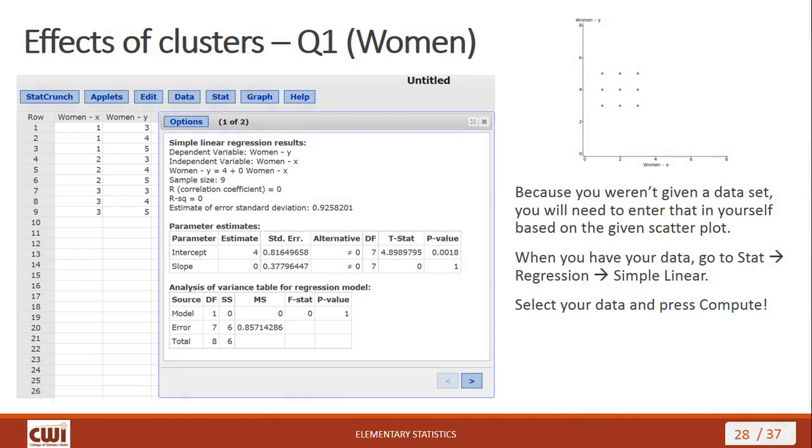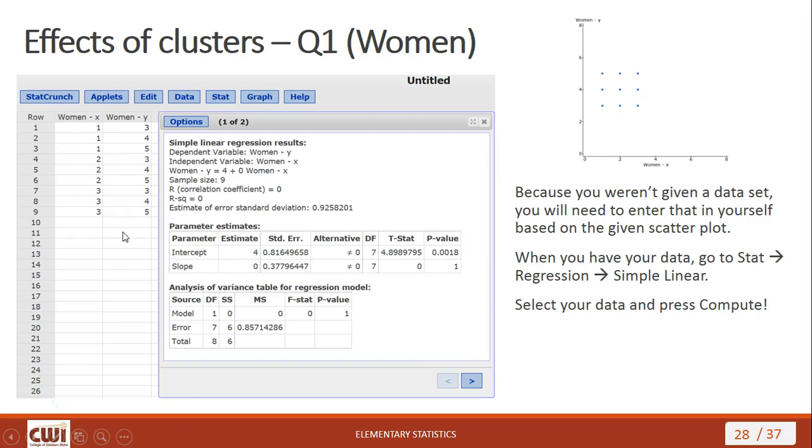The first question asks about the data set for the women. We weren't actually given a data set to dump into StatCrunch. So in that instance, what we need to do is look at our scatter plot and enter in the points ourselves. The first data point on the lower left is 1 on the x-axis and 3 on the y-axis. So I'm going to put 1 in for x and 3 in for y. I'm going to do that with each of the 9 data points that you see listed here.